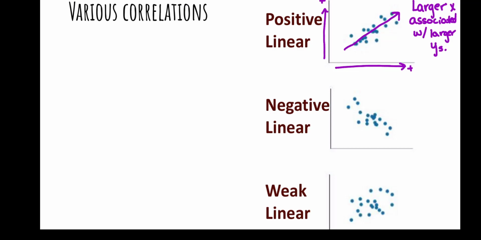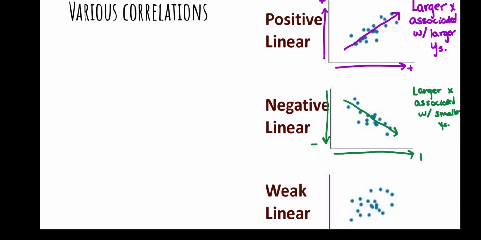Now, if we have a negative linear correlation, remember that is when the larger x's are associated with smaller y's. So you can see here, as we're going to the right and the x's are getting bigger, look what is happening to the points. They're getting lower and lower and lower. So as the x is going in the positive direction, the y is going in the opposite, negative direction.